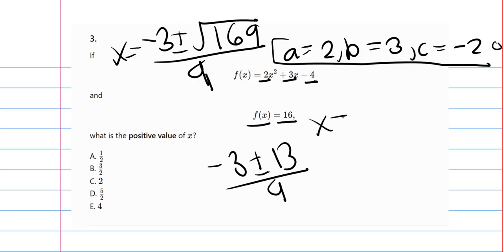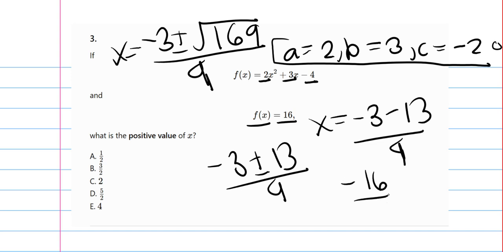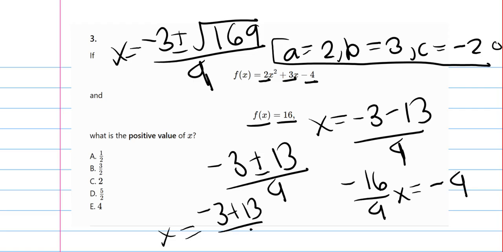So we will have two answers. So x can be, you can just solve it, negative 3 and negative 13 over 4. That would give us negative 16 over 4. And x is equal to negative 4. And if we're given negative 3, x is equal to negative 3 plus 13 over 4, that will be 10 over 4, which in simpler terms, we can just simplify.